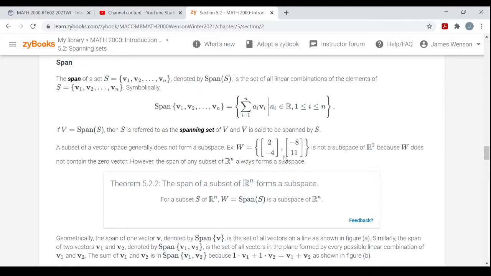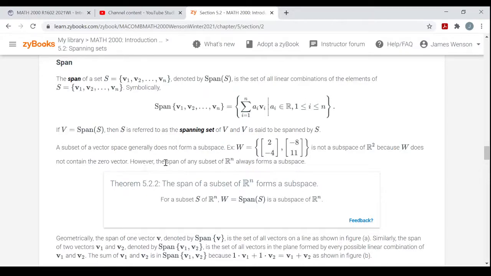So it's not closed under addition. It's definitely not closed under scalar multiplication either. This set of just these two vectors does not satisfy all 10 vector space properties, so it wouldn't be a subspace of R2. Again, W does not contain the 0 vector. Remember, to be a subspace of a larger vector space, you had to contain at least one vector, usually the 0 vector. You had to be closed under addition and closed under scalar multiplication. Hopefully you remember that from section 5.1.